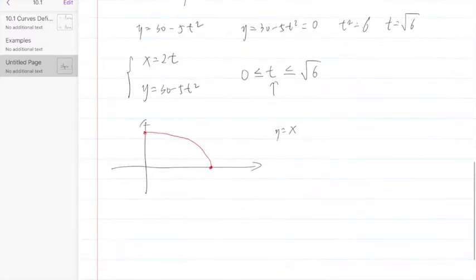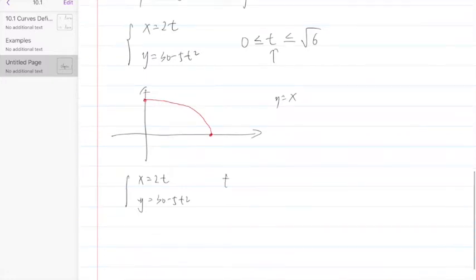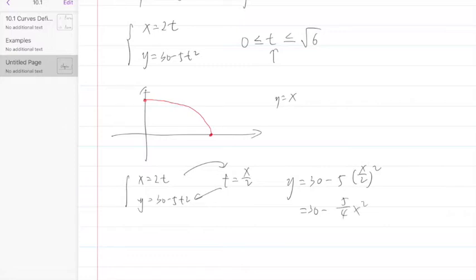Of course, we want a formula y equals f(x). Well, that's not too hard to do. If I know x equals 2t and y equals 30 minus 5t squared, here I use the same t, right? That means my t should equal x over 2 from the first one. And if I plug in the second one, my y should equal 30 minus 5t squared, which is 30 minus 5 over 4 x squared. And do you recognize what this is? It's a quadratic. Okay. Moreover, it's a parabola.